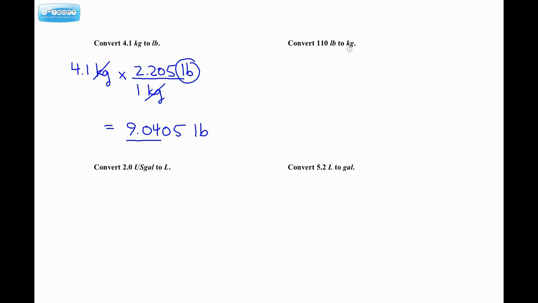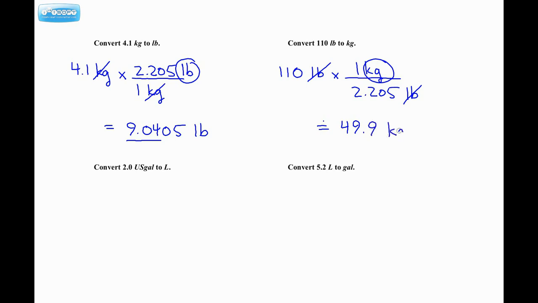Let's convert 110 pounds to kilograms. So 110 pounds to kilograms. So that's 1 kilogram over 2.205 pounds. Pounds cancel. Still have kilos. So I get to divide this time. 110 divided by 2.205. And I get approximately 49.9 kilograms. So almost 50 kilograms. Pretty close.